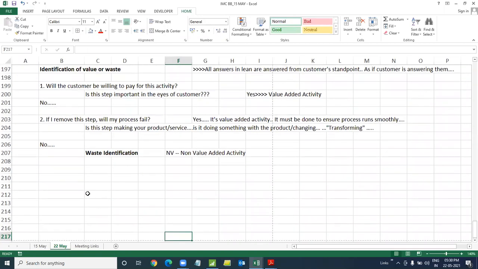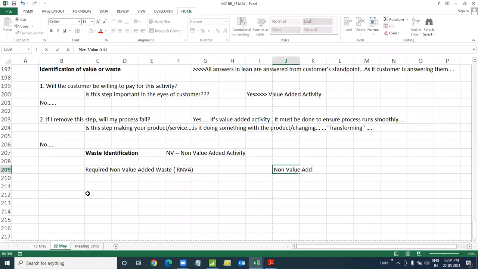Now, can you remove all the waste? Absolutely no. We can never, ever remove all the waste, because this waste will be further classified as required non-value added waste. These are also known as RNVA. And there is some waste which is called pure waste, which is absolutely non-value added activities. We call them NVAs. The required waste, we must have these. You cannot remove them. If you remove them, it will hurt you. So we would like to reduce these required non-value added activities as much as we can. We don't want these at all, but we need these.